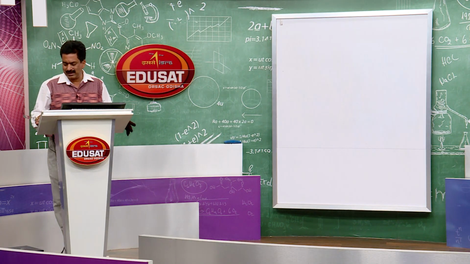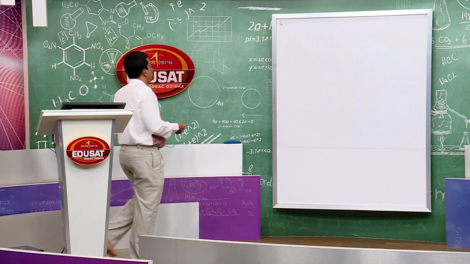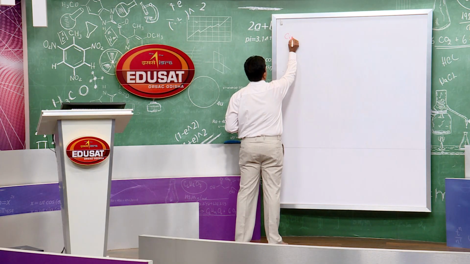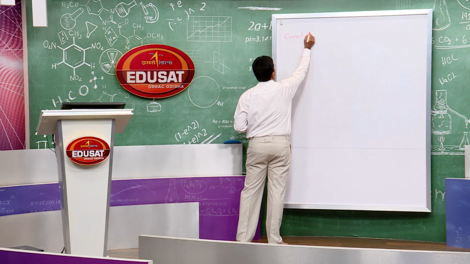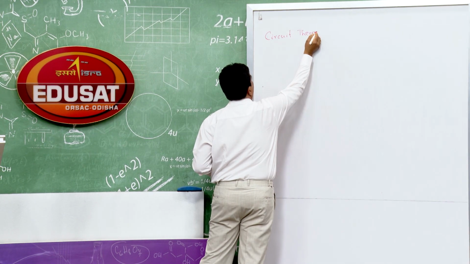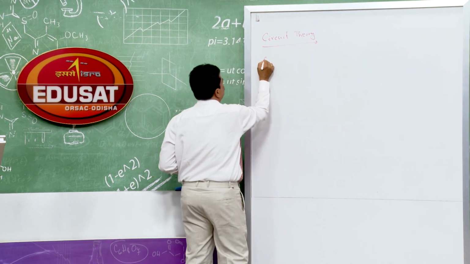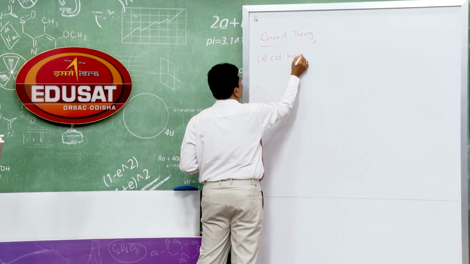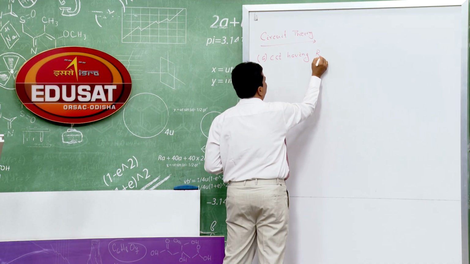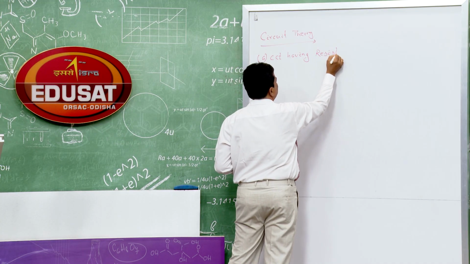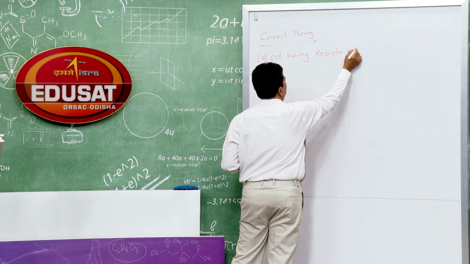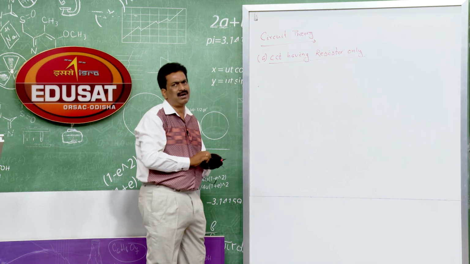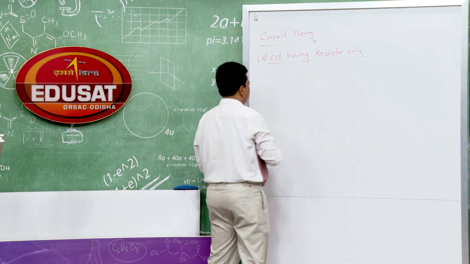So, let us now first come to the circuit theory. We have to discuss the circuit theory. The first case is a circuit having a resistor only. Which circuit are we discussing here? The alternating circuit we are discussing here.